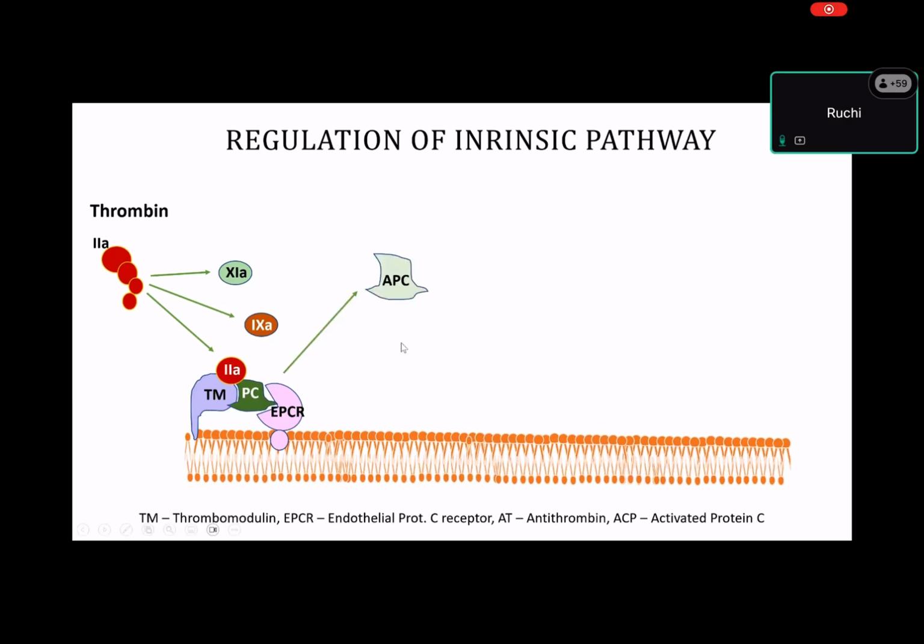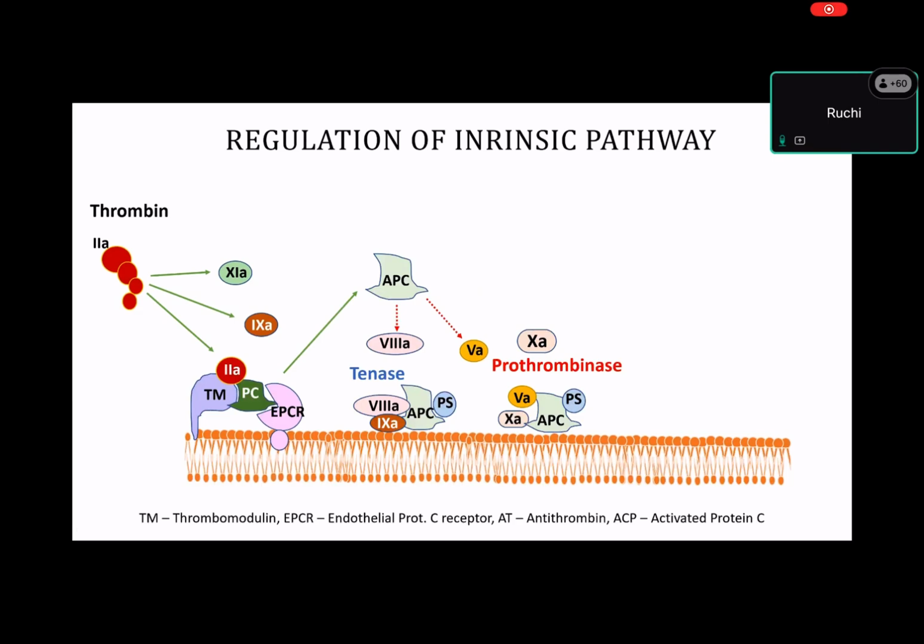This protein C, in the presence of the endothelial protein C receptor, gets converted into activated protein C. This activated protein C acts on 8A and 5A and breaks them down. So the important cofactors that you needed to continue the cascade, that is 8A and 5A, have been blocked by activated protein C. So it is blocking 10A as well as the prothrombinase, and thus reducing the amount of thrombin which is being formed.